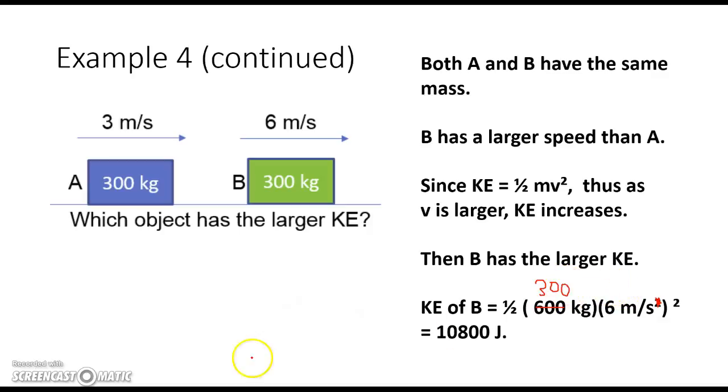Half times 300 kilograms times 6 meters per second, the whole thing squared, equals not 10,800 joules as I've typed out here, but actually 5,400. So there we go. That should be the case here. That's just another sample calculation for the kinetic energy.